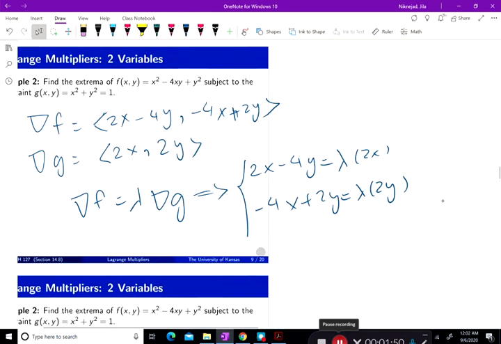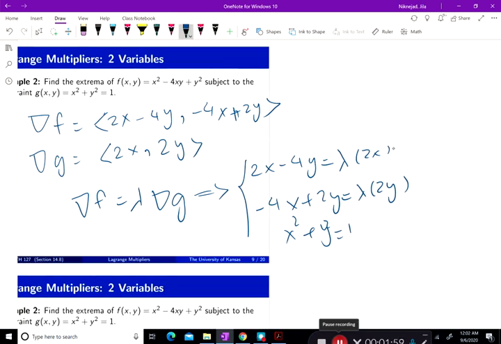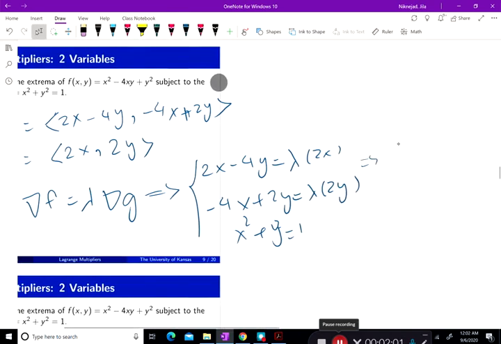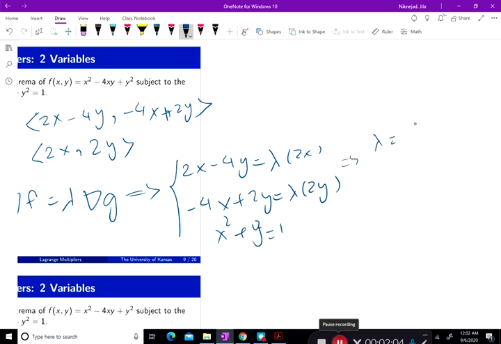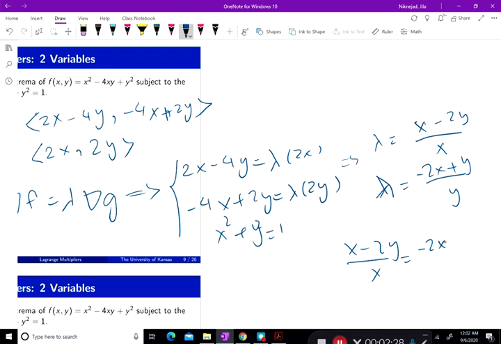We need a third equation. The third equation is going to be x squared plus y squared equal to 1. If you solve for lambda in the top and bottom, you get lambda equal to x minus 2y divided by x, and the second one, lambda equal to minus 2x plus y divided by y. Set the two equal to each other, and solve.